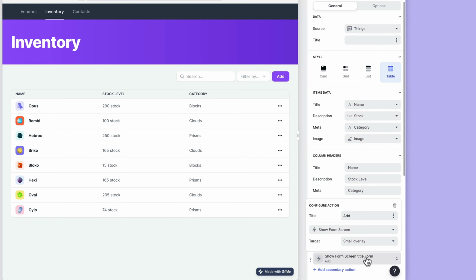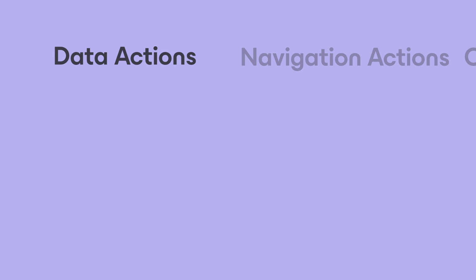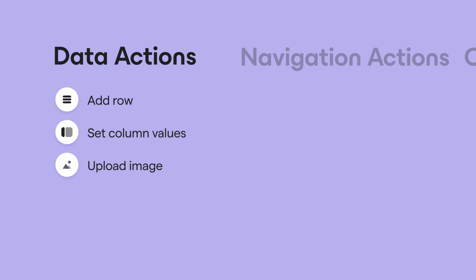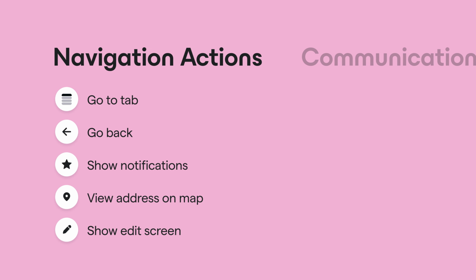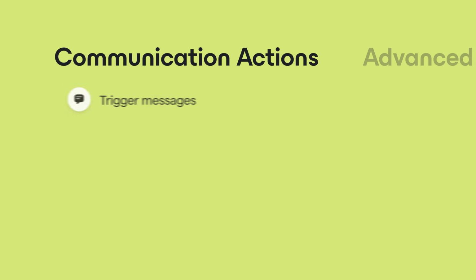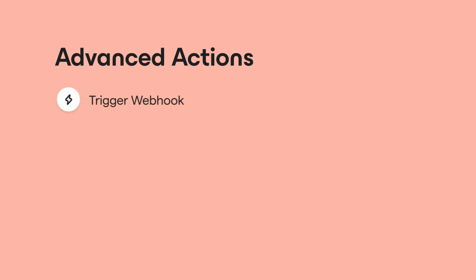There are many different actions in Glide. Mostly, they fall into 4 categories. Data actions use or change data. These include things like add row, set column values, upload image, or copy to clipboard. Navigation actions show or move users to different screens. For example, go to tab, go back, show notification, view address on map, or show edit screen. Communication actions do things like send text message or send email, and then there are advanced actions for more technical users.